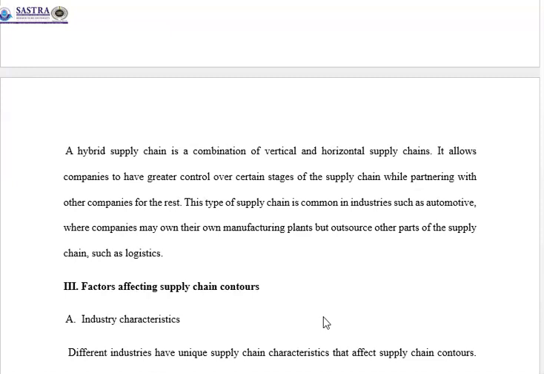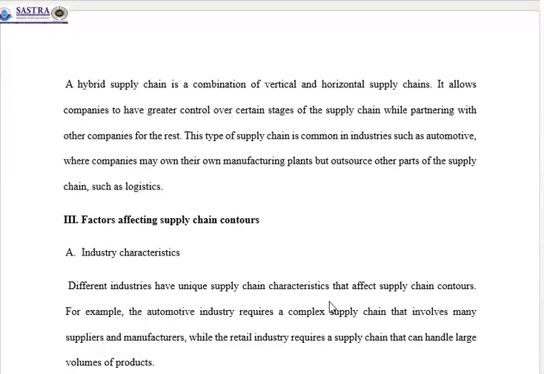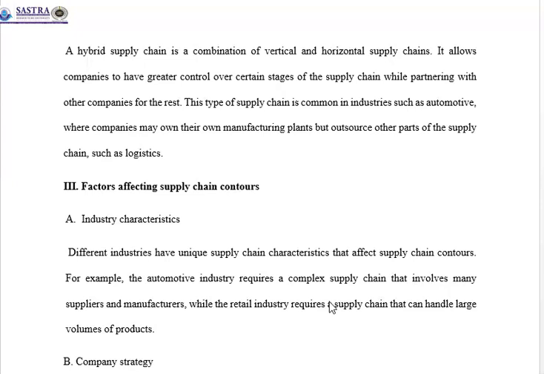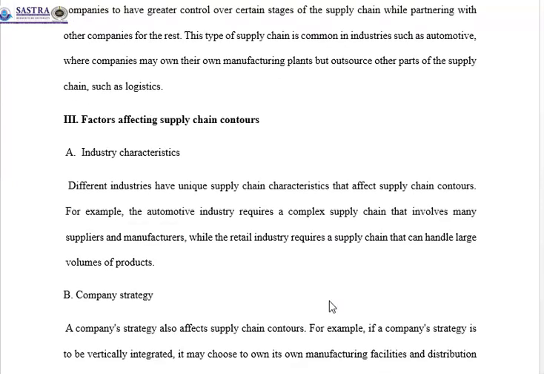What are the factors affecting the supply chain contours? Let's go one by one. Number one is the industry characteristics. Every industry has different characteristics, and different industries have unique supply chain characteristics that affect supply chain contours. For example, the automotive industry requires a complex supply chain that involves many suppliers and manufacturers, while the retail industry requires a supply chain that can handle large volumes of products.